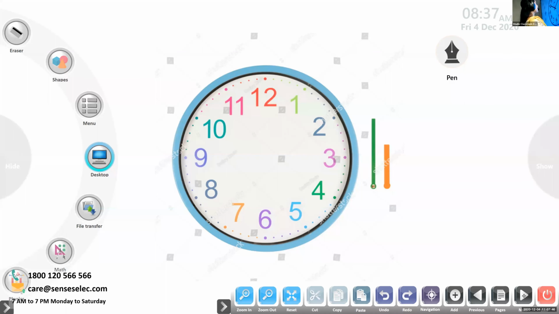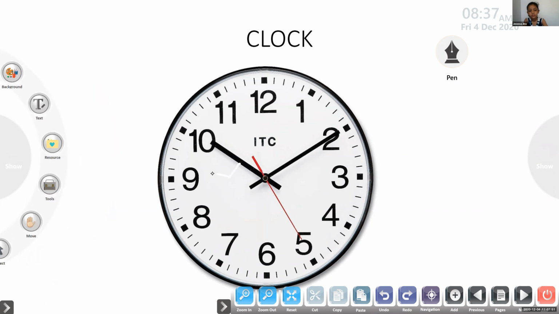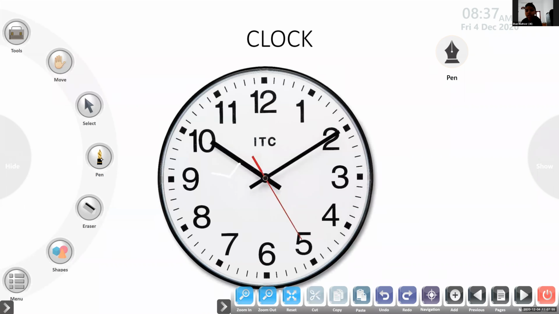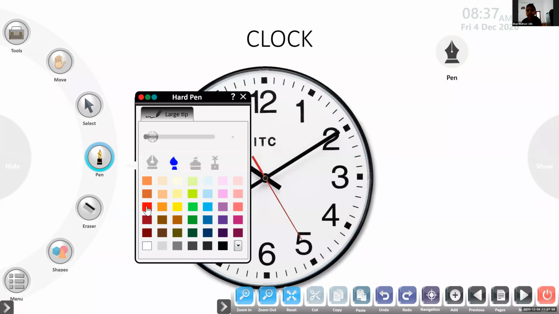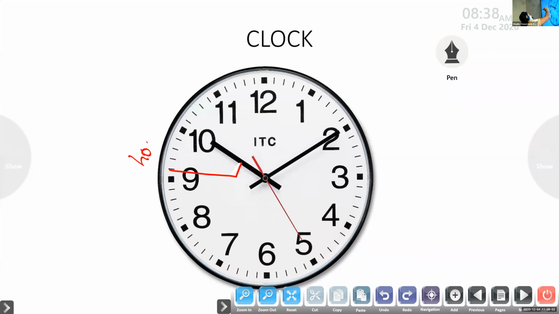So we can see all those things again. Here, the short hand is the hour hand, and it shows hours. This long hand is the minute hand, and it shows minutes.